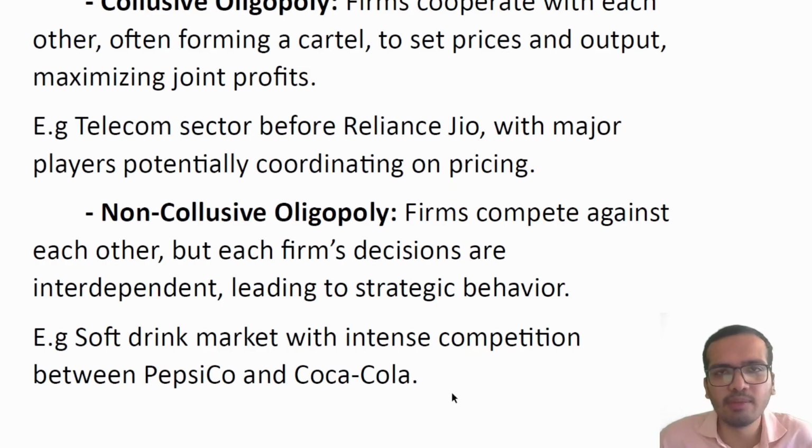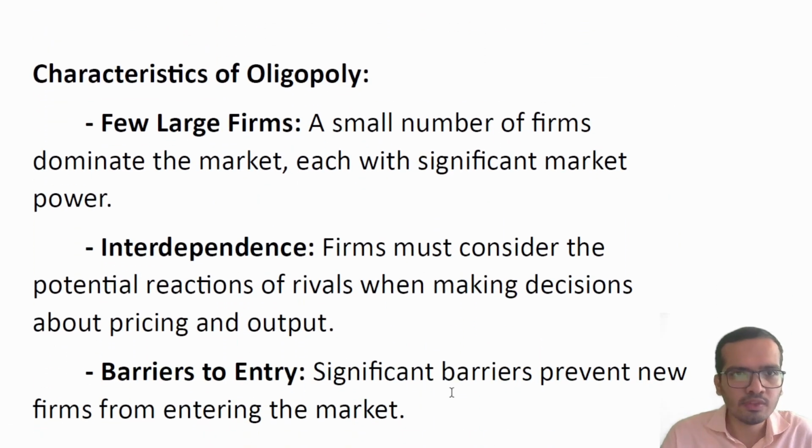An example is the soft drink market, with intense competition between PepsiCo and Coca-Cola. Here are the characteristics of an oligopoly. First, few large firms: a small number of firms dominate the market, each with significant market power.